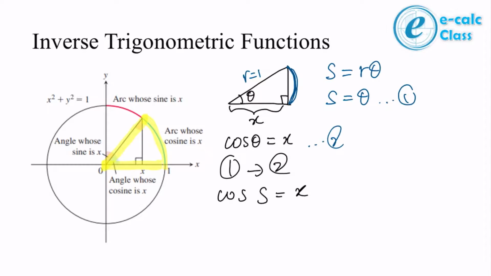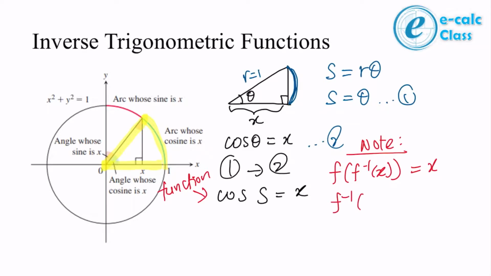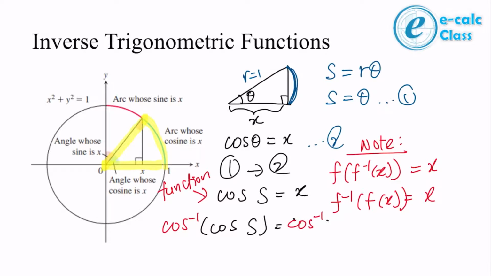What does it mean? Remember, cos is a function here, and I will talk about restricting the domain later. Cos is a function, which means we can restrict the domain to give it an inverse function, remember? Let me remind you that f of f inverse of x is going to give you back your x, and f inverse of f of x is going to give you x. So for this equation, I will take cos inverse on both sides: cos inverse of cos s equals cos inverse of x.